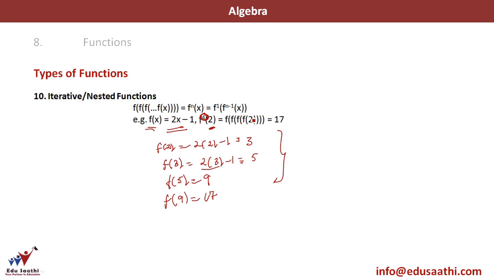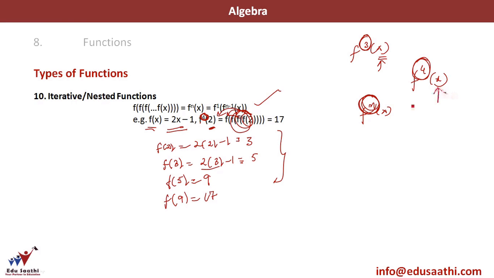iterative function means you first find out this, the output of this, input of this, the output of this, input of this. So f^n(x) means how many times you have performed the function. So f^3(x) means the function is to be performed thrice with the first input as x. f^4(x) means the function has to be performed 4 times with the first input as x.